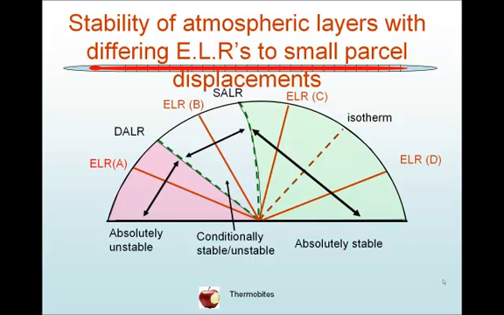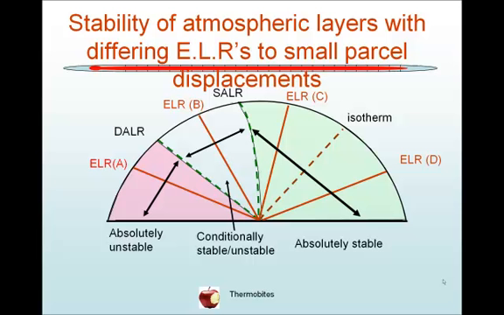So here we have 4 different lapse rates, A through D, and then we have a dry adiabat, a saturated adiabat, and an isotherm. So consider environmental lapse rate A. This is absolutely unstable because it doesn't matter whether or not you lift a parcel that's dry or saturated. As it rises along those lapse rates, it's going to be warmer than the environment, and therefore the buoyancy force is upwards, so it's unstable.